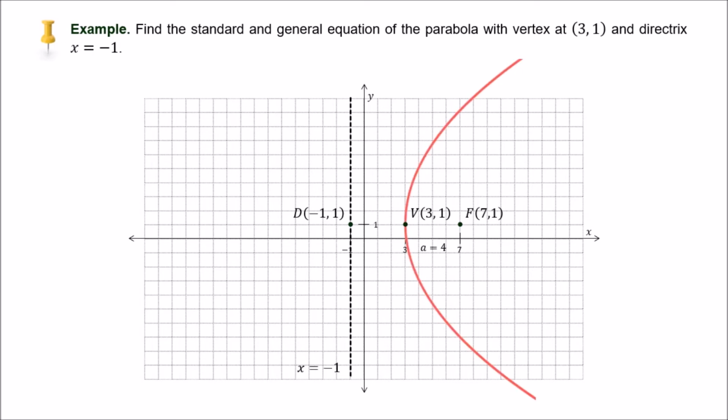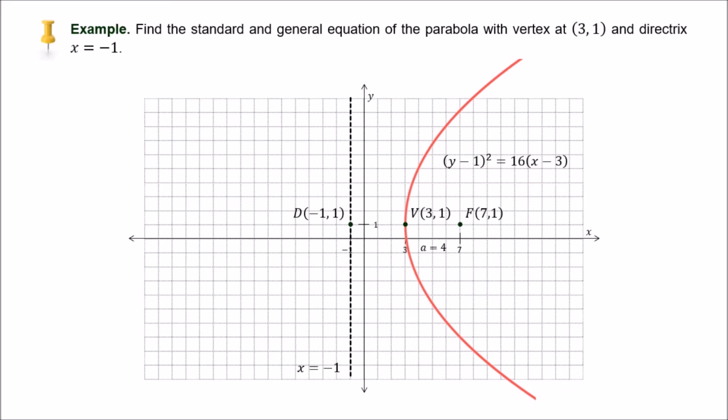Since the directrix is located to the left of the parabola and the parabola opens to the right, therefore the form of the equation should be y minus k squared equals 4a times x minus h. We substitute the coordinates of V and the value of a in the given equation. Then we have y minus 1 squared equals 4 times 4 times x minus 3, resulting into y minus 1 squared equals 16 times x minus 3. This would be the standard form of the equation for this particular parabola.